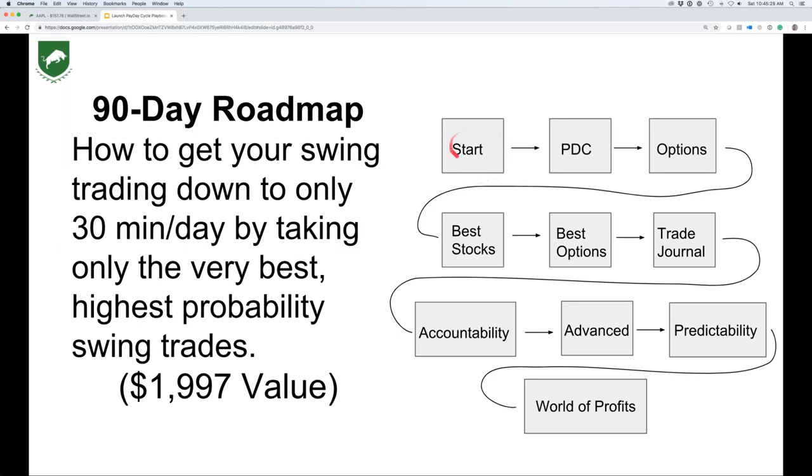We're going to show you how to get started, a little bit more advanced payday cycles. We're going to show you how to apply it to options trading. We'll show you the best stocks to use for payday cycles, the best option strategies to use. We'll give you our trade journal, which will help you create more accountability and help you measure your success, which is important. Then we'll move you to more advanced strategies because payday cycle is one of the 4 strategies that we'll teach. And that gets you into the world of predictability and the world of profits. This is a 90-day roadmap that gives you accountability over that process.